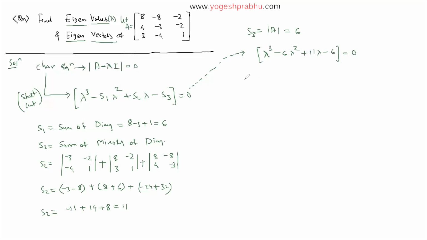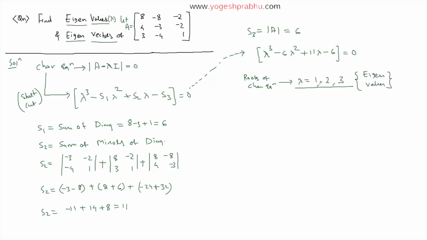Okay, so let me write down the roots. The roots of the characteristic equation are lambda. Okay, you can use a calculator and simplify and find out the roots here. The roots are 1, 2, and 3. And now these roots themselves are called eigenvalues. Okay, so we have done one part of the problem. We have found out the eigenvalues already.